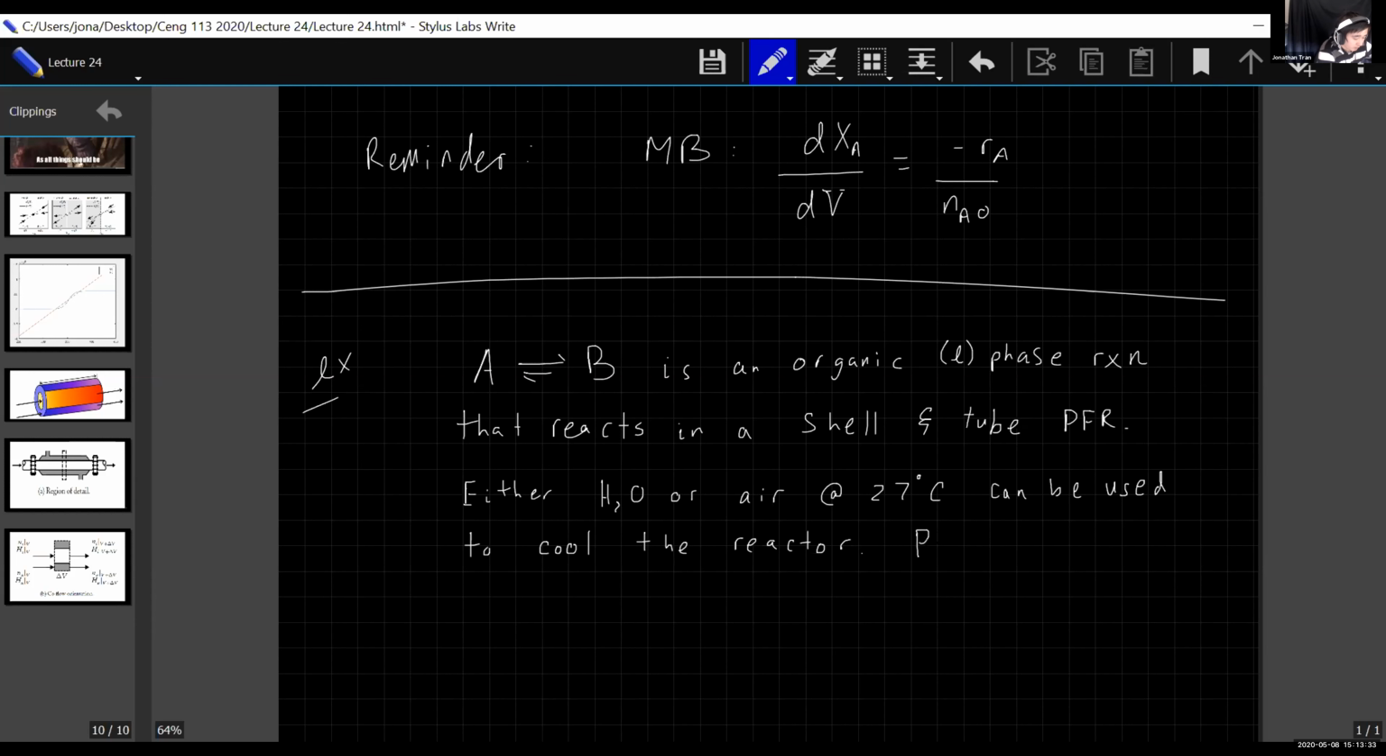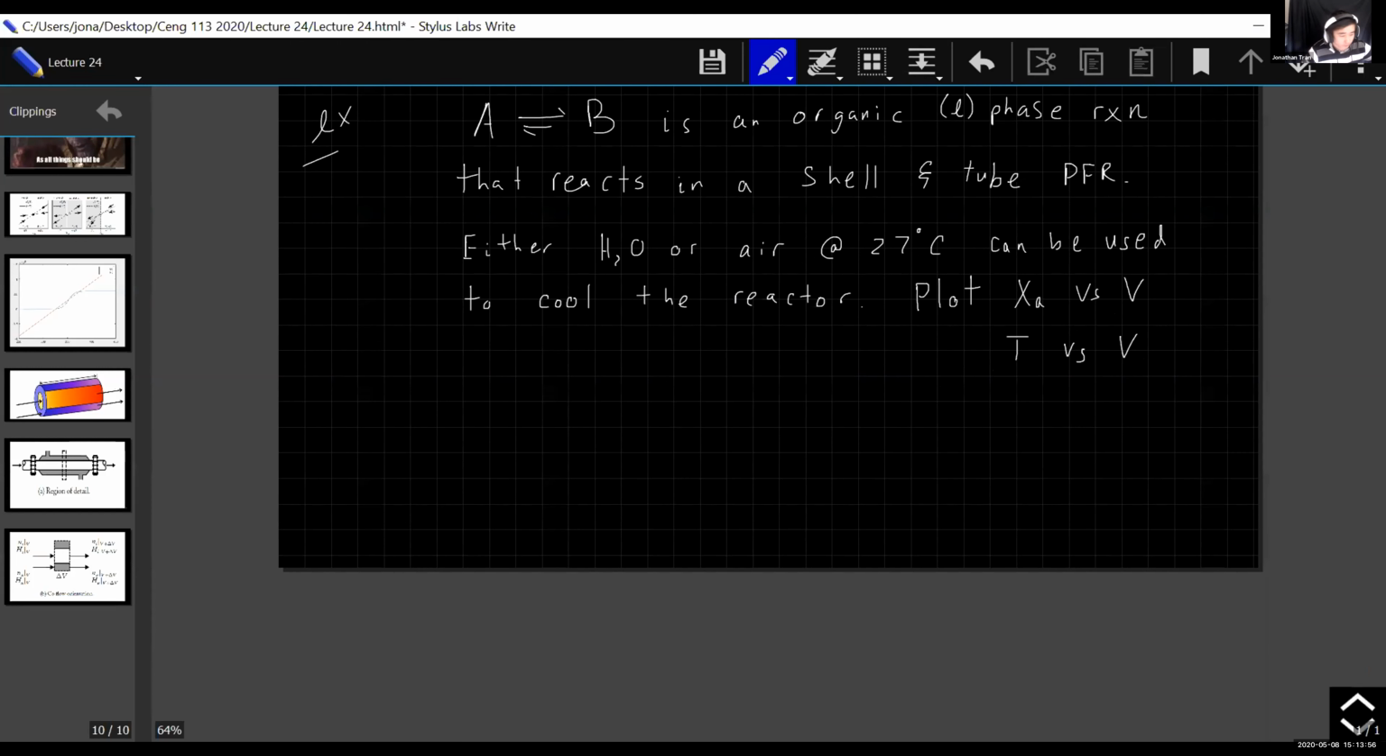So we're going to do a couple of things with this information. One of the things we're going to do is try to plot XA versus V, similar to what we've done before. And we're also going to plot T versus V. And we're going to have a bunch of assumptions. Well, not really assumptions, but just given information.